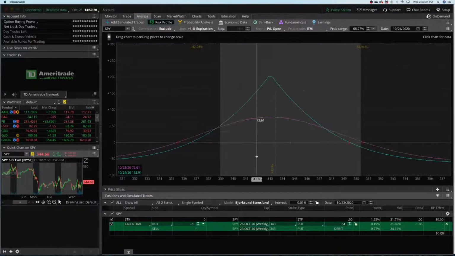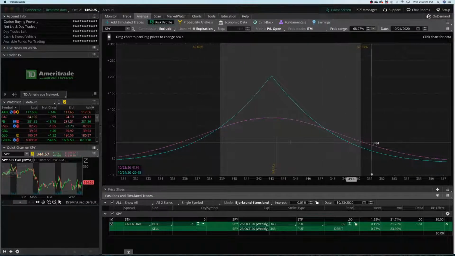So for just 2 days worth of work, and as long as SPY doesn't go outside of these boundaries, which are fairly wide, the break even is as low as 336 on the bottom side, and on the top side 349. So you've got a 15-point swing in 2 days. This gray area would represent 1 standard deviation of a move. So within 1 standard deviation, the likelihood of you staying within there is pretty high.